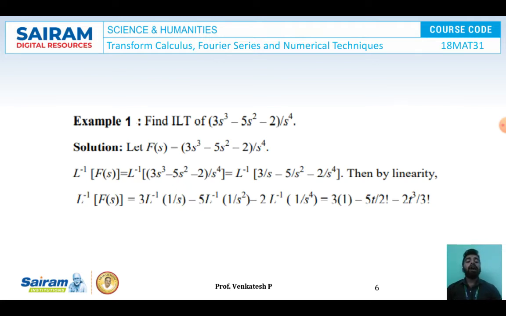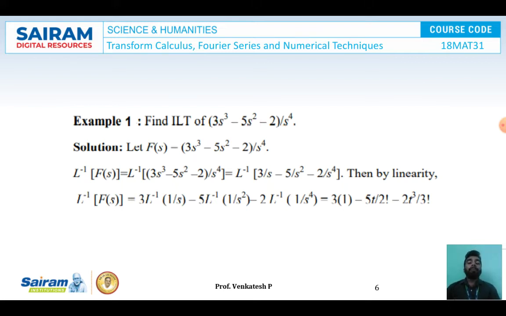In the same way, Laplace transform of e power at is 1 by s minus a, so the Laplace inverse of 1 by s minus a will be e power at. Also, the Laplace transform of e power minus at is 1 by s plus a, so Laplace inverse of 1 by s plus a is e power minus at. In the same way, the Laplace inverse of 1 by s power n will be t power n minus 1 divided by (n minus 1) factorial. We will apply this formula to simplify s cube, s square, divided by s power 4 also.